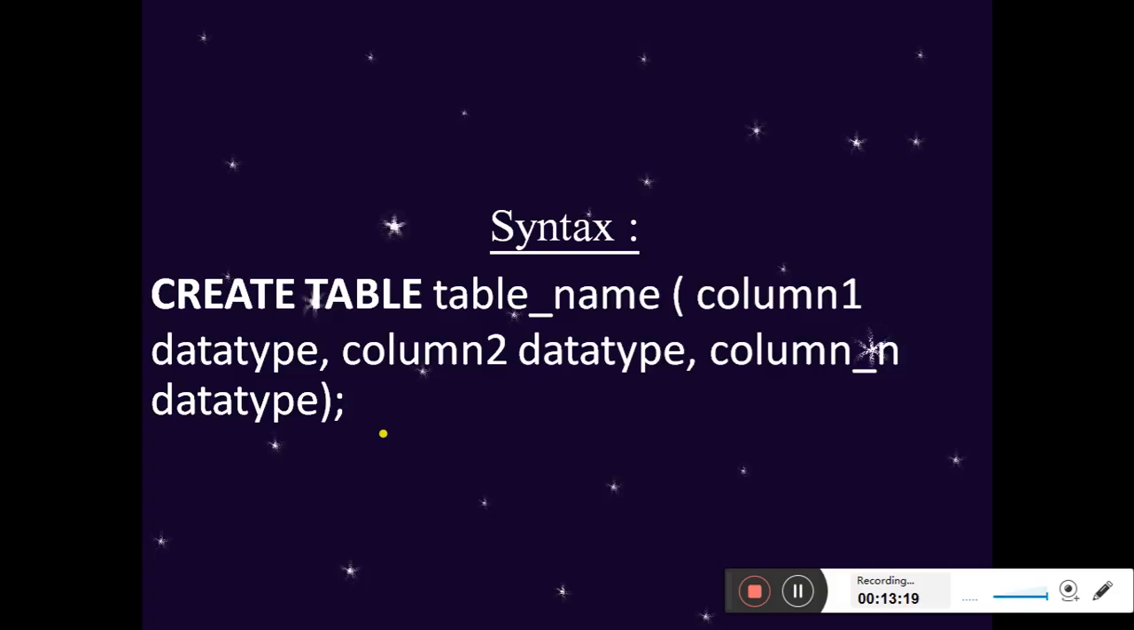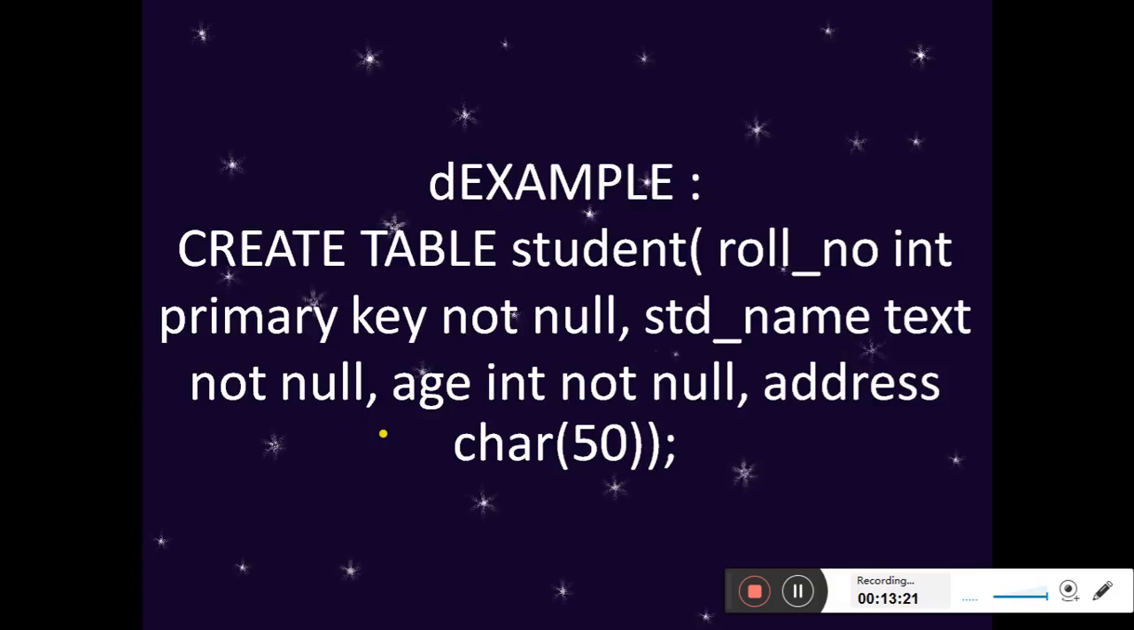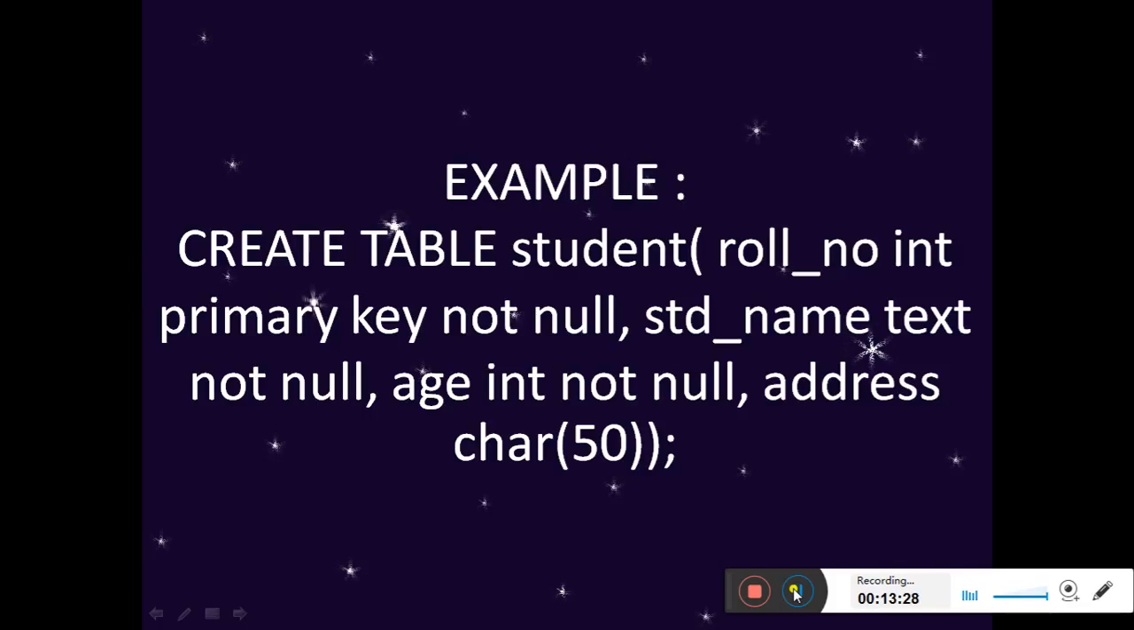Okay, see the example here. This is one example where the create table command is used to create a new table. Then student is the name of the table. Okay, here the name of the table is student. Okay, then roll number of the student. We are first supposed to write down the field name, right? So this roll number is the field name. Then integer is the data type.